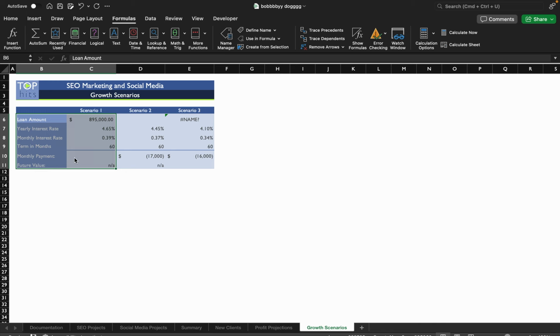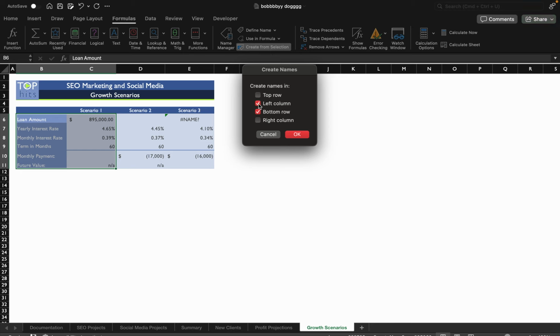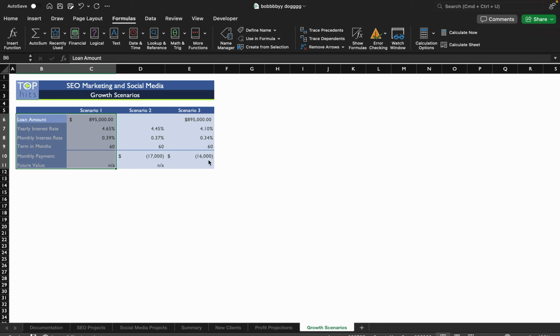on the criteria, which is going to be B6 to C11, using the values in the left column only. So we're going to go to the Create from Selection section. We're going to use left column only. We're going to press OK.